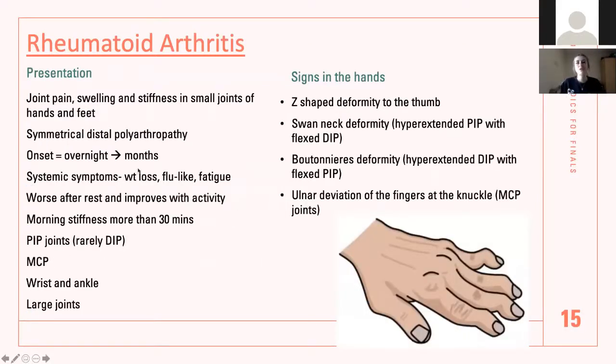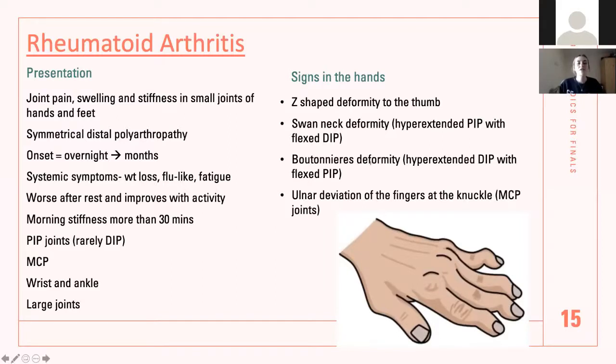So rheumatoid arthritis presents with joint pain. You'd see swelling and stiffness in the small joints of the hands and feet. You'd normally see symmetrical distal polyarthropathy. The onset, this can be overnight to months or even years. So there's a lot of variation in the onset of rheumatoid arthritis. The patient can also present with systemic symptoms, so weight loss, flu-like symptoms, fatigue.